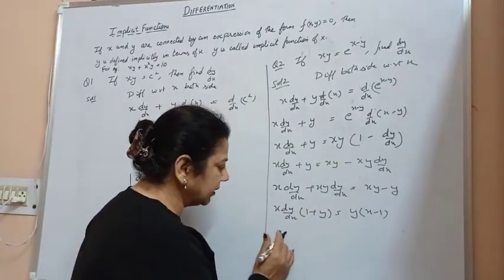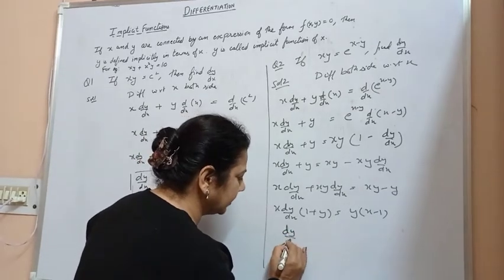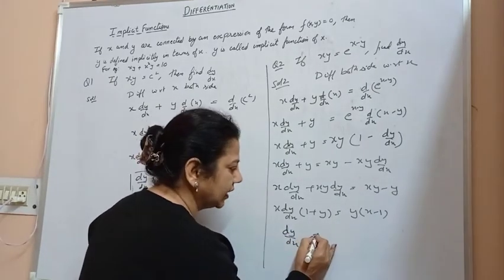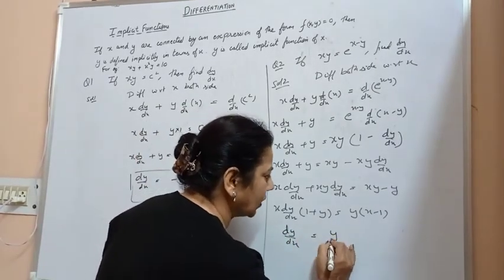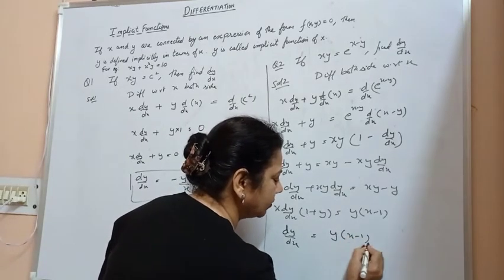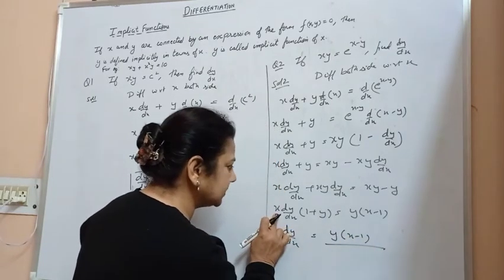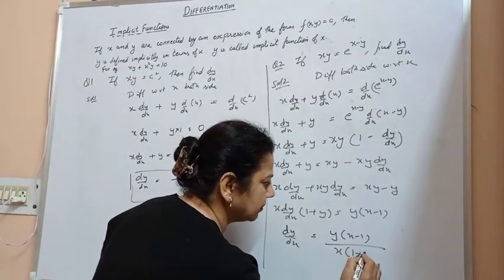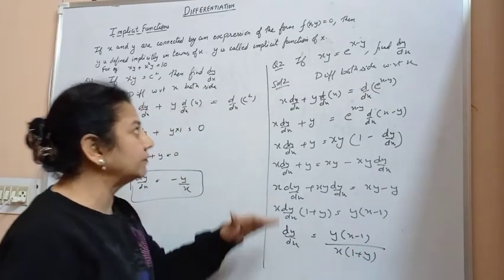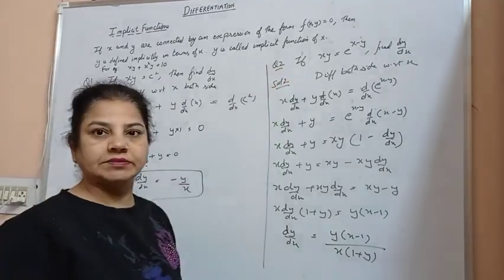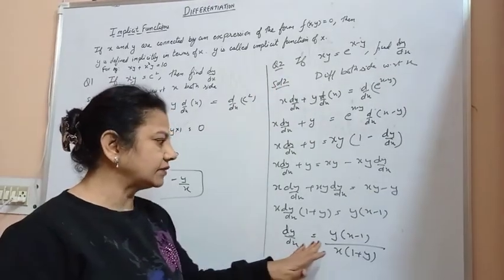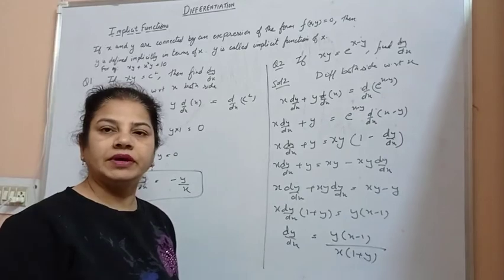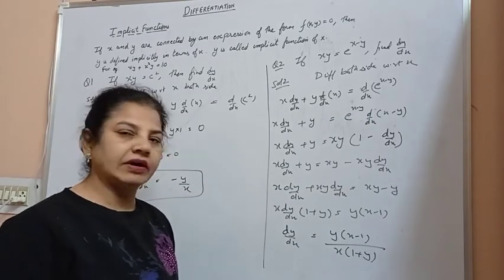To calculate dy by dx, I keep dy by dx on the left hand side and take the rest on the right hand side. So y times x minus 1 divided by x times 1 plus y, which comes to the denominator. So the derivative of the given function xy equal to e to the power x minus y is dy by dx equal to y into x minus 1 upon x multiplied by 1 plus y.